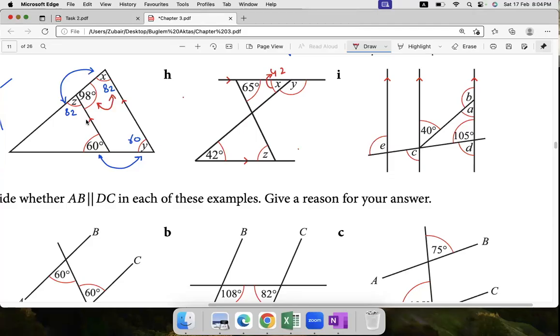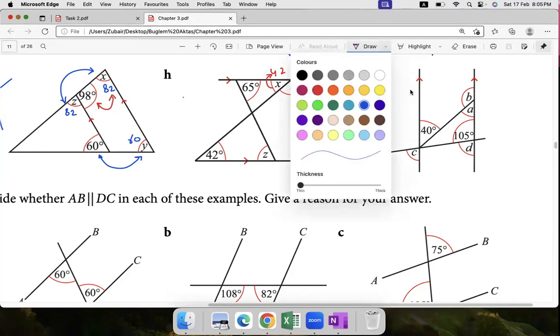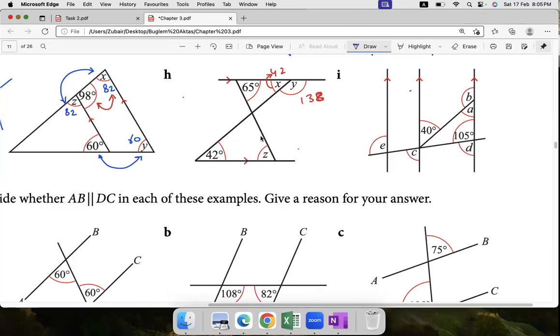Z is, I know y is 138. Y is 138, correct. And the name is angle on straight line. Last, Z. And 65 is z. Correct. The name is alternate. Very good.